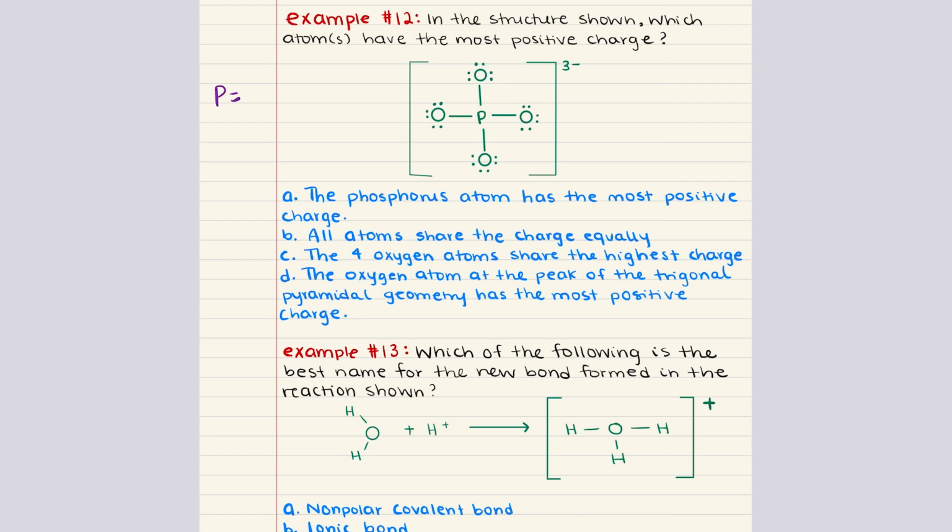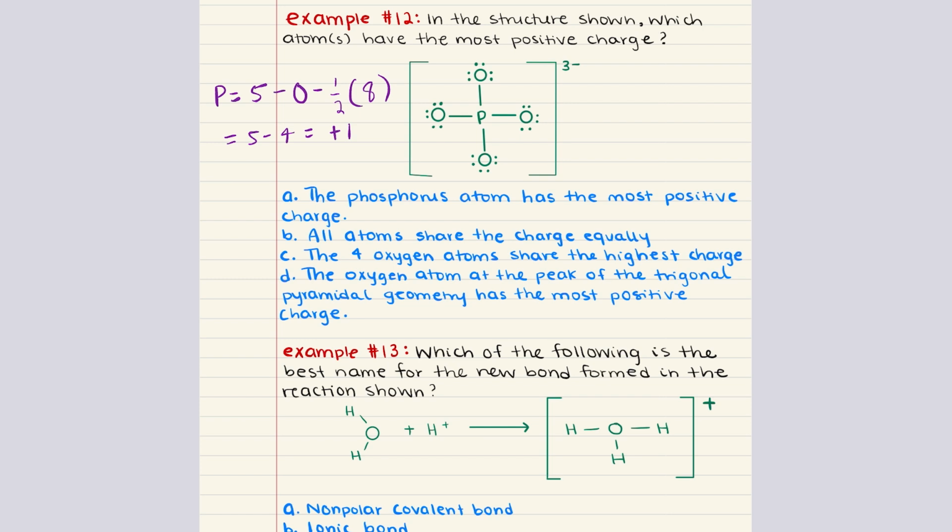Remember, formal charge is the number of valence electrons, which is 5 for phosphorus, minus the number of non-bonding electrons or lone pair electrons. Phosphorus has 0, minus 1/2 the number of bonding electrons. Phosphorus participates in 4 single bonds with oxygen atoms. 2 electrons per bond gives us a total of 8 bonding electrons. So what we have here is 5 minus 4, and that gives us a +1 charge on our phosphorus atom.